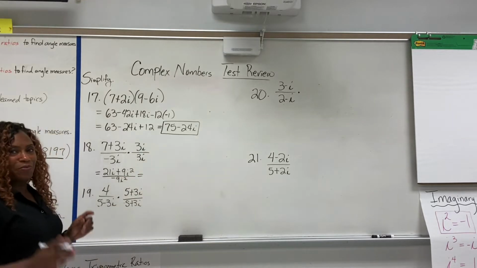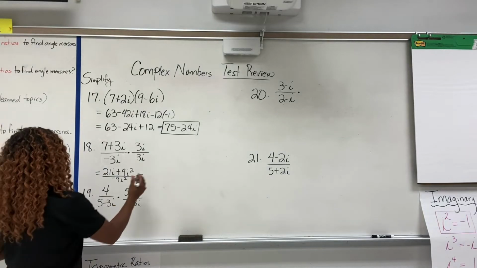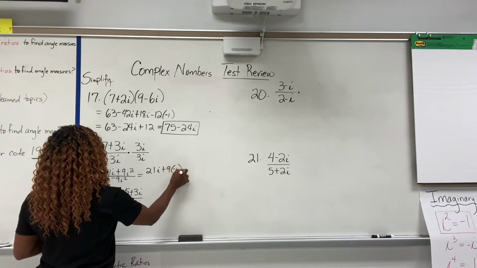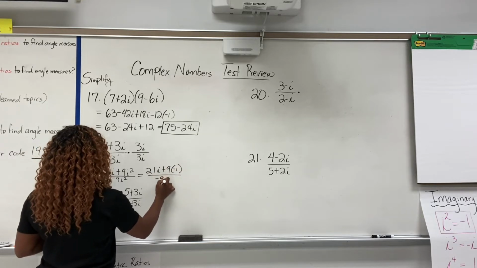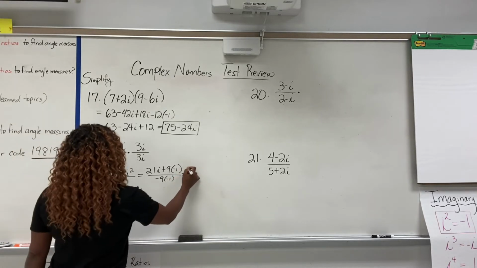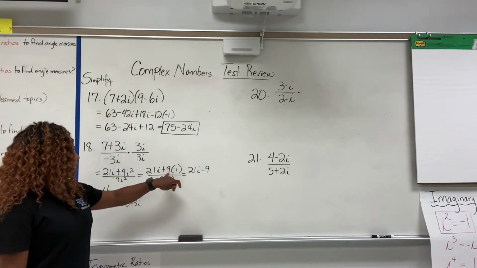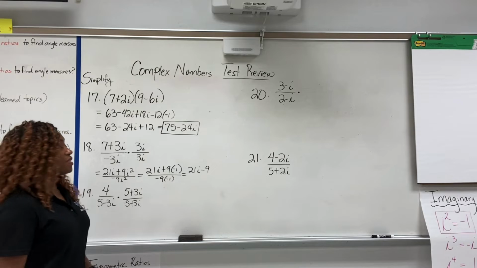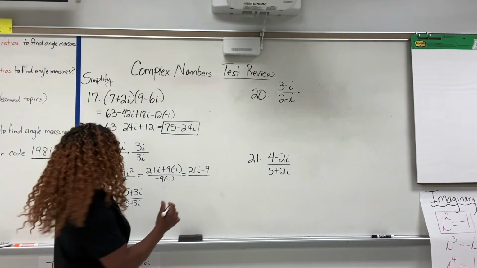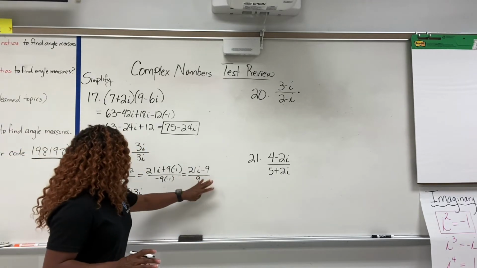All right, now you remember what we do with those i squareds? That's right, change them into -1. So this will become 21i plus 9 times -1 over -9 times -1. Interesting. So let's do the work. 21i minus 9. How did I get -9? 9 times -1. That's how. Over a negative times a negative is a +9. All right, so I'm almost done. In fact, this is my answer.